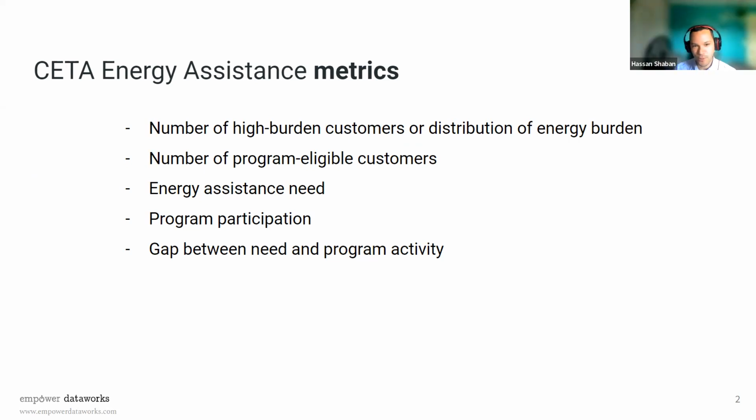So for CEDA Section 120, we want to get to some of these core numbers here. We want to understand how many high-burden customers we have, how many customers are eligible for programs. One of the core things we want to calculate is the energy assistance need, because that sets the targets in CEDA Section 120. I think the first target is utilities need to be serving 60% of the need by 2030. We also want to understand things like program participation and any gaps between the need and the available programs. So when we do a data exercise, we really want to be answering these 5 questions.